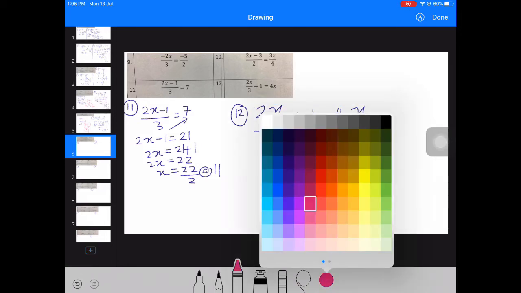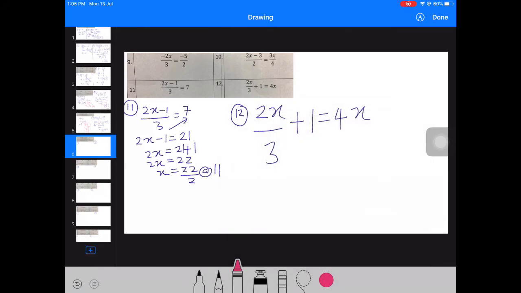When we multiply by 3, we multiply all terms. So over here you times 3, here also you times 3, and here also you times 3. So what happened? For this one, when you multiply by 3, the fraction will be eliminated. Okay, so we are going to get 2x plus 3 times 1 is 3 equals to 3 times 4 is 12x. So we are left with no more fraction.